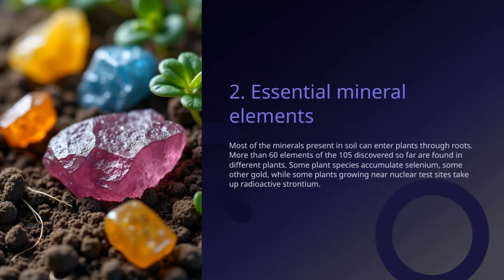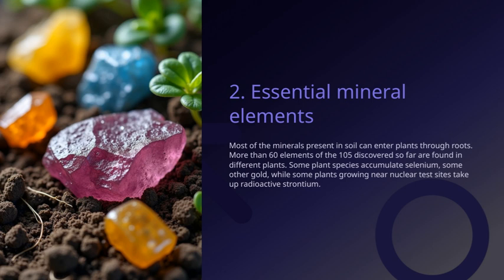Most of the minerals present in soil can enter plants through their roots. This process is crucial because it allows plants to absorb the nutrients they need to grow and develop properly. Interestingly, out of the 105 elements that have been discovered so far, more than 60 are found in different plants. Some plants have the ability to accumulate specific elements. For example, certain species can gather selenium, which is an essential trace element for humans and animals. Others might accumulate gold, which might sound surprising, but it's a real phenomenon in some plants.